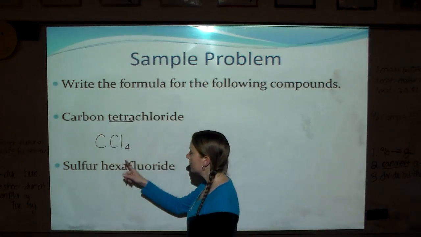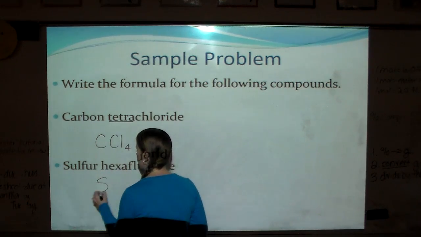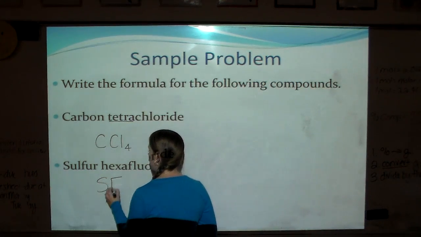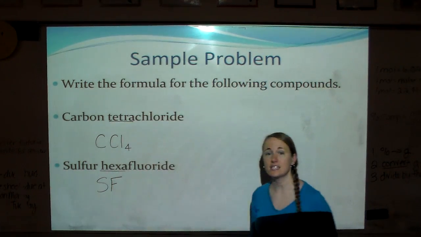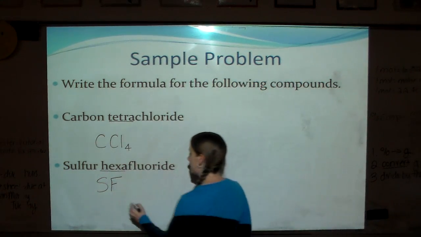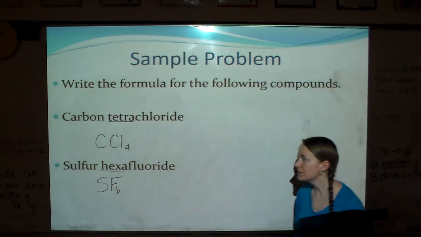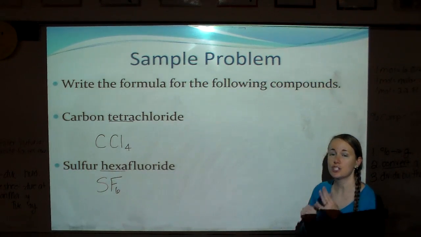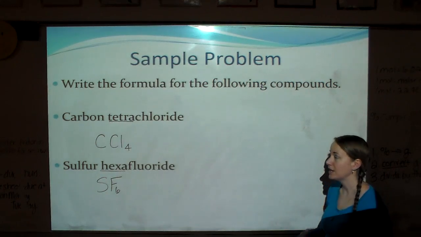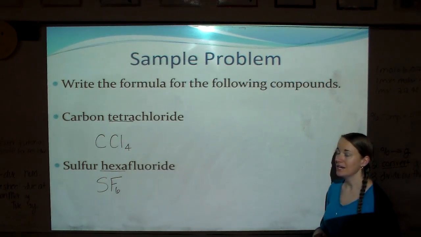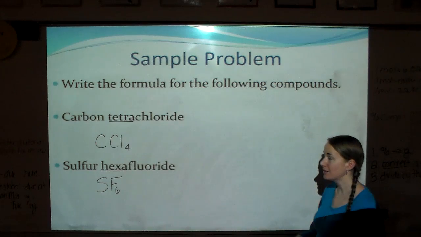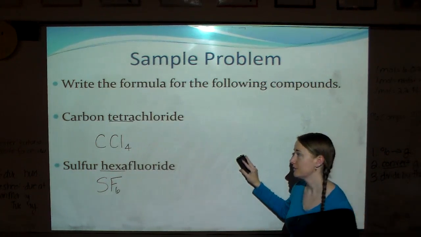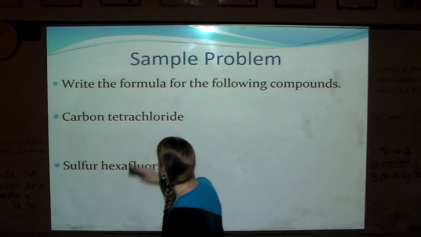Alright, next is sulfur hexafluoride. So sulfur is S. It has no prefix, so I can assume there's just one. Fluoride is F, and then my prefix hexa, how many sides does a hexagon have? 6. So SF6. And that's it. No charge is necessary because remember, they are sharing. They are not transferring. They don't have actual charges. Yes, they can have a partial positive, partial negative here, as we talked about with polarity, but they don't have overall charges. All right, so let's look at a couple more.